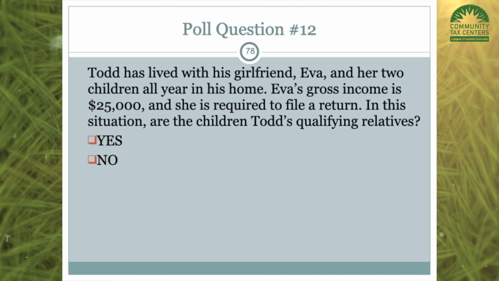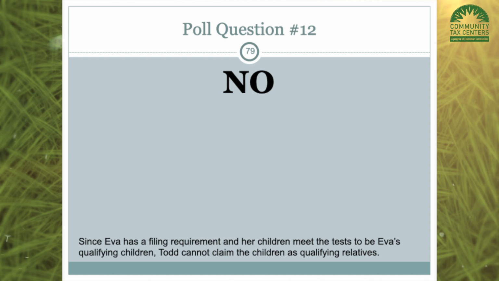You guys are correct. No, they're not his qualifying relatives because Eva has a filing requirement and her children meet the test to be Eva's qualifying children. So Todd is not able to claim them on his tax return.